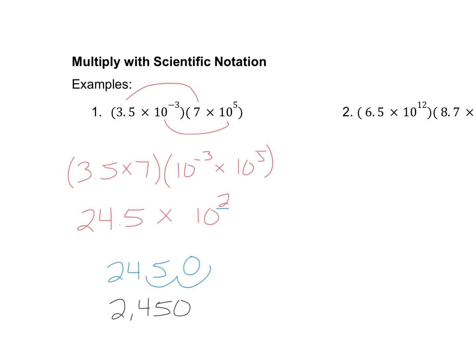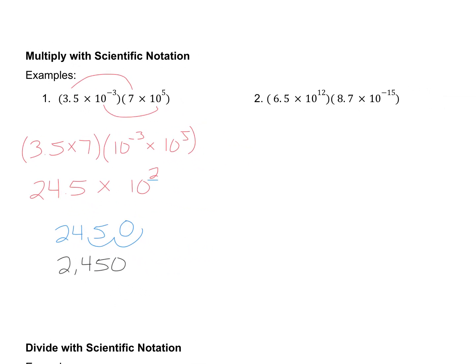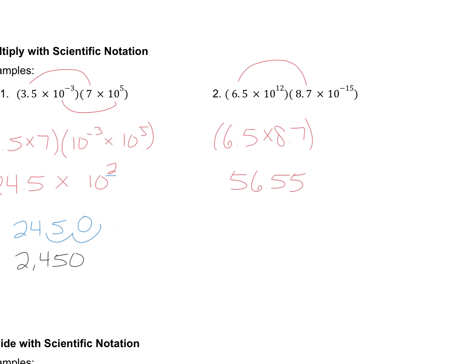Okay, go ahead and try number 2. So when you're multiplying with scientific notation, what do we do? 6.5 times 8.7. What'd you get? 56.55. 56.55. What do I multiply next? Our bases. 10 to the 12th times 10 to the negative 15. What's our new base 10 exponent? Negative 3.